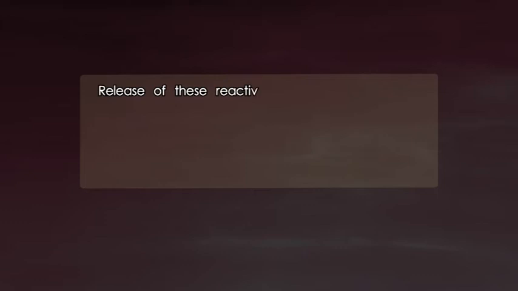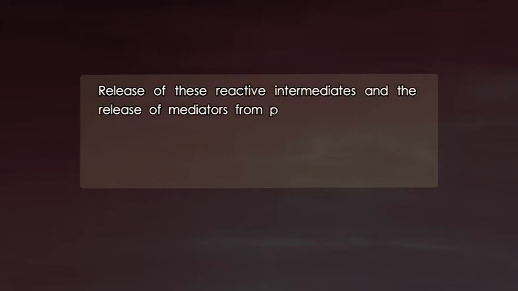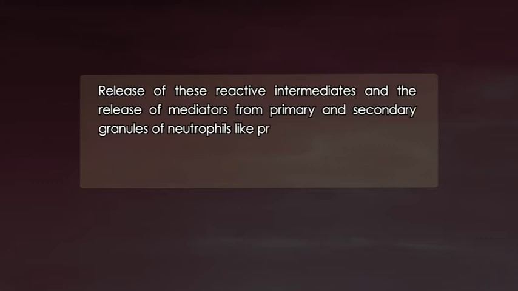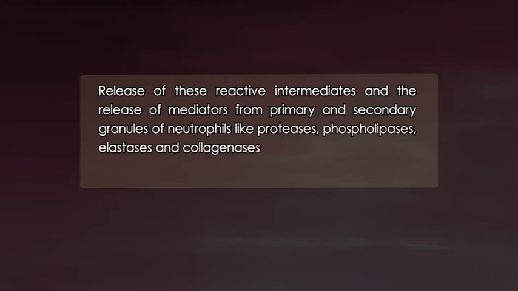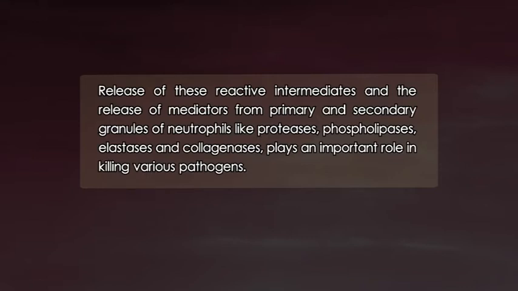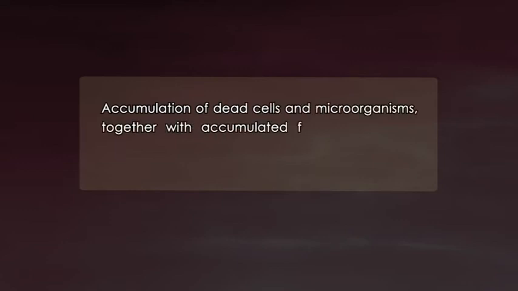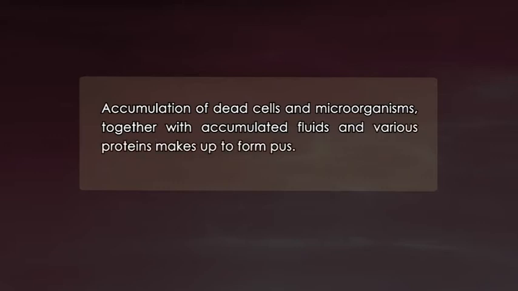Release of these reactive intermediates and the release of mediators from primary and secondary granules of neutrophils, like proteases, phospholipases, elastases, and collagenases, plays an important role in killing various pathogens. These substances also contribute to the tissue damage at the inflammatory site. Accumulation of dead cells and microorganisms together with accumulated fluids and various proteins forms pus.